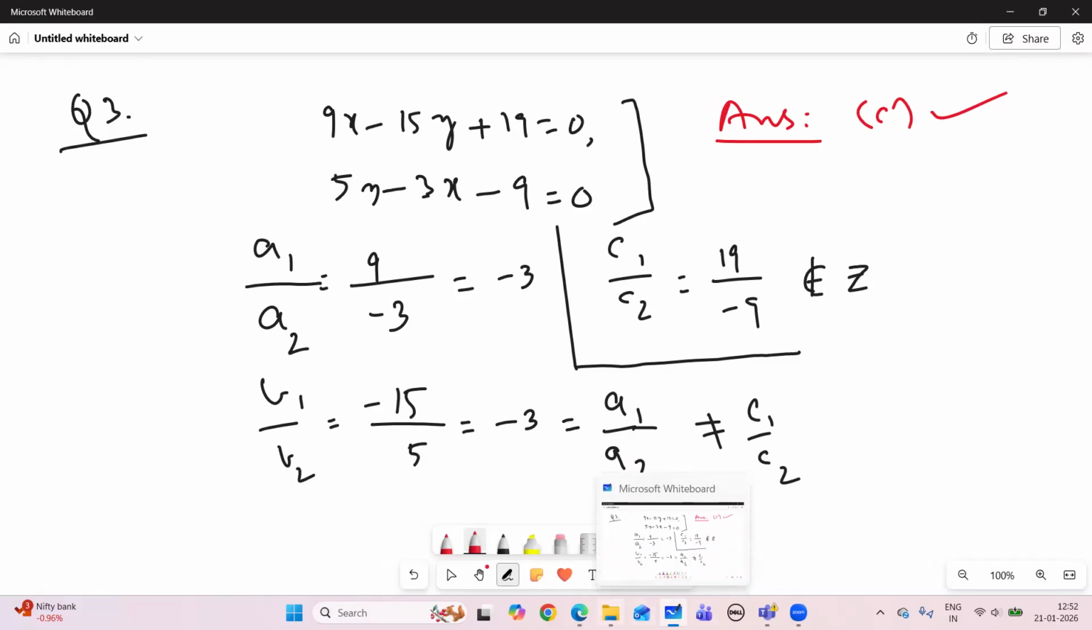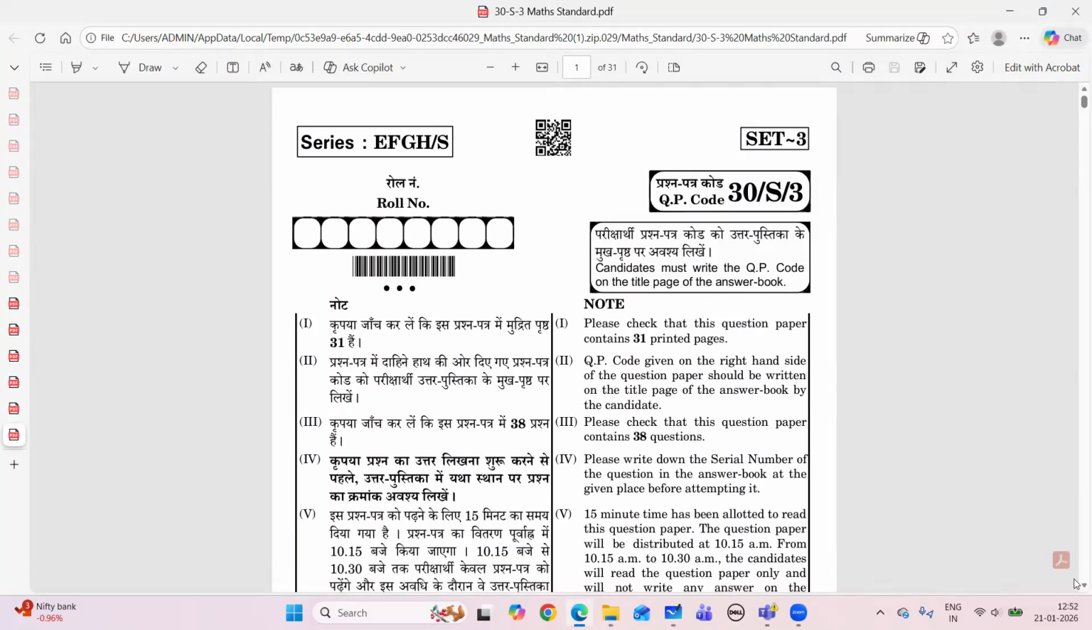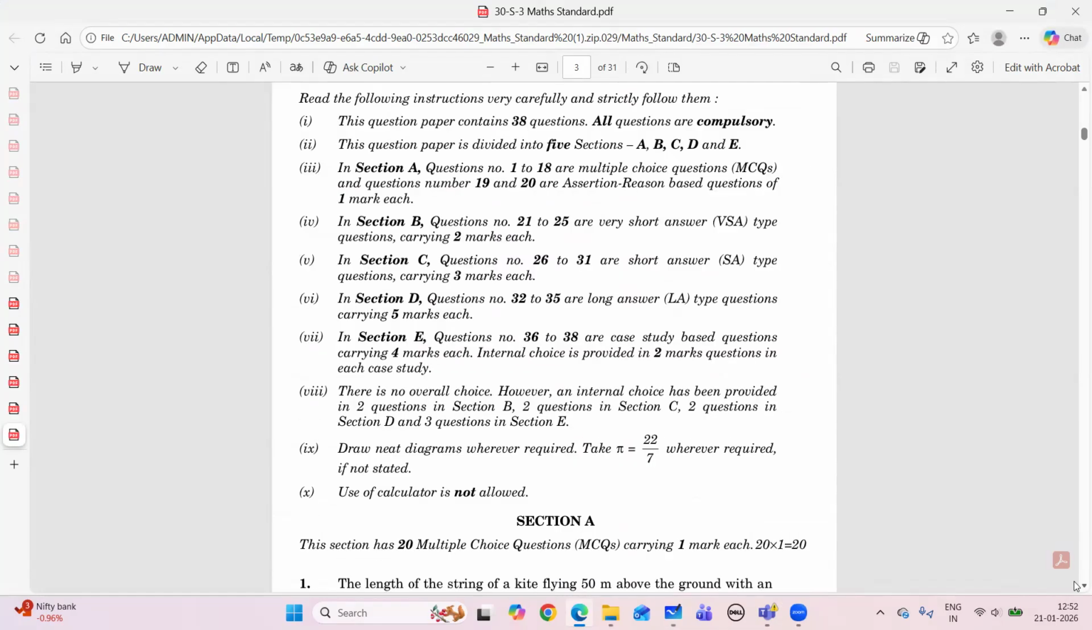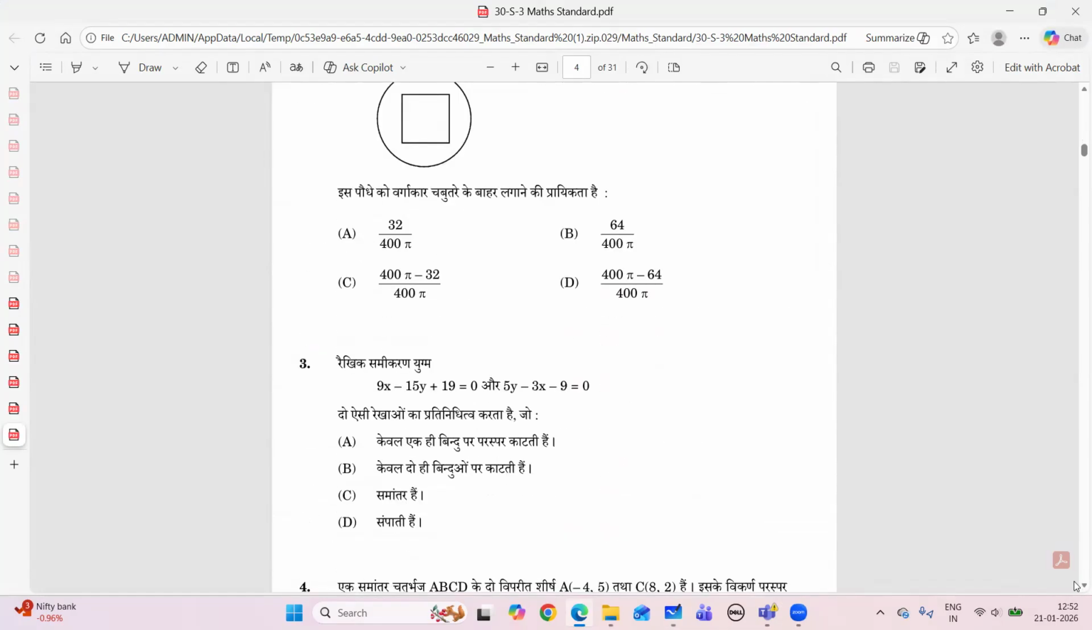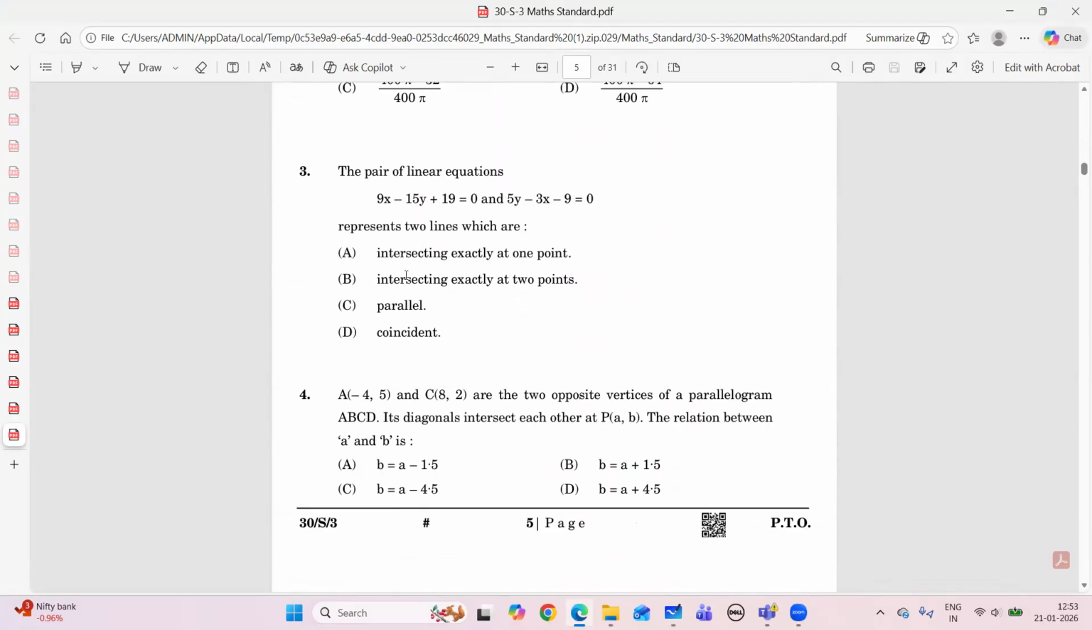Let us look at the choices and see how they may work for other possibilities in other questions. Intersecting exactly at one point happens when a1 by a2 is not equal to b1 by b2. And intersecting exactly at 2 points, if they intersect at 2 points, then those two lines coincide. So B is the same as D.